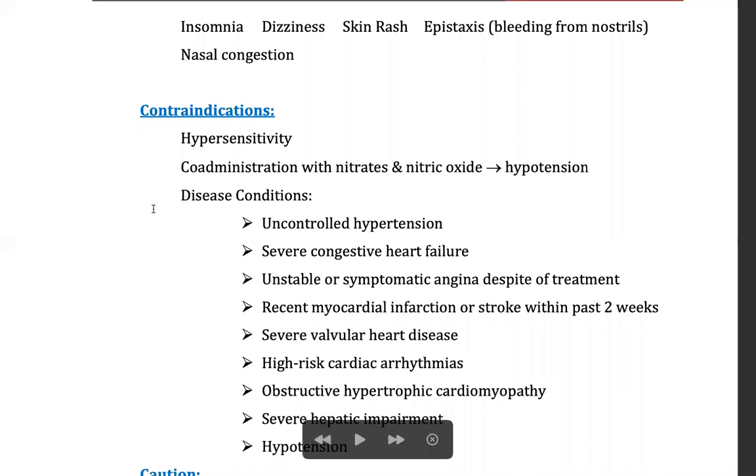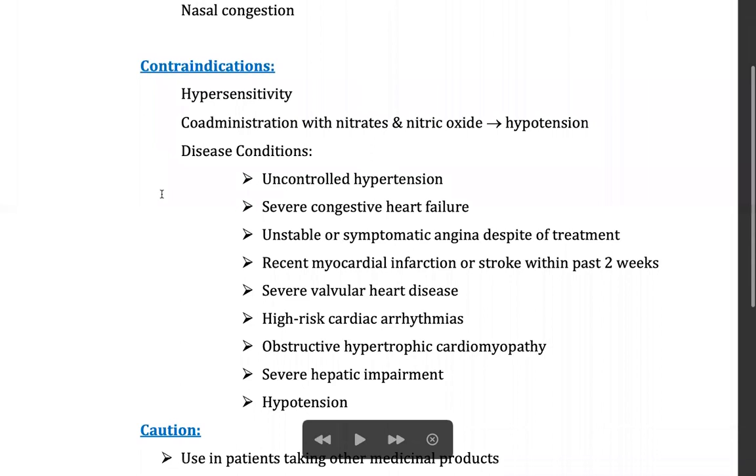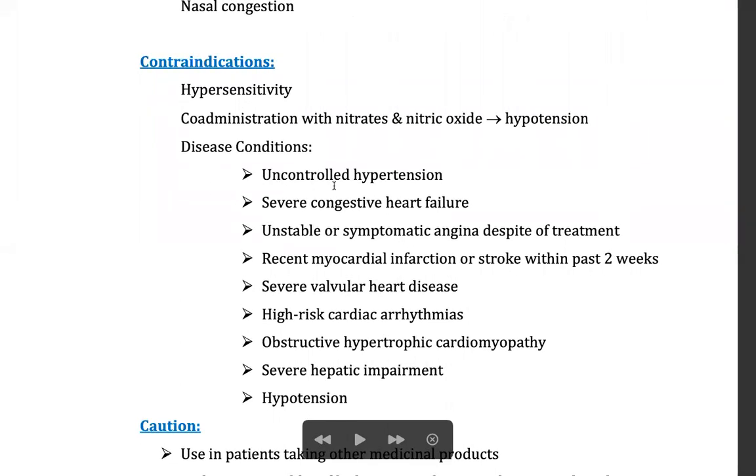This drug is contraindicated in some disease conditions: uncontrolled hypertension, severe congestive heart failure, because the main effect of sildenafil is vasodilation, and due to vasodilation there may be a decrease in blood pressure, we can say hypotension.